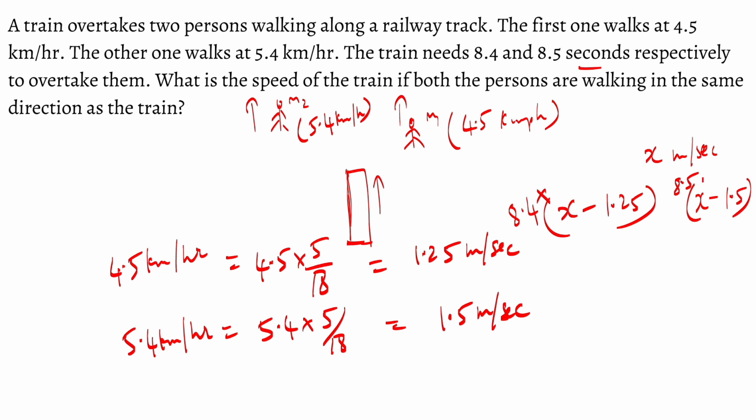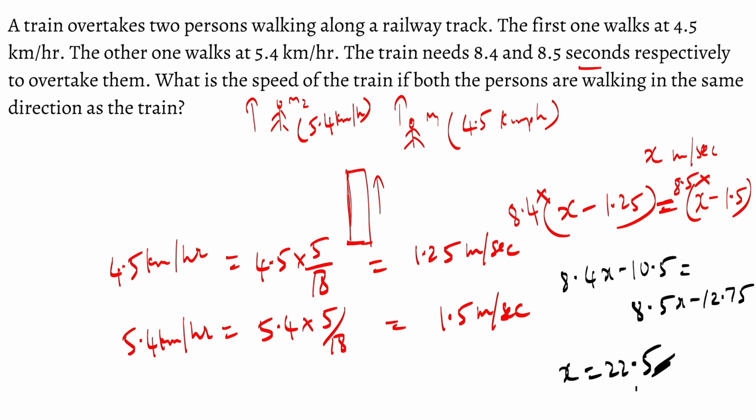Now if we multiply these two values, 8.4 into x minus 1.25 and 8.5 into x minus 1.5, then we will get the distance, right? Speed into time, so we will get the distance in both the cases. So let's multiply and equate them so that we'll get the value of x. So 8.4x minus 10.5 will be equal to 8.5x minus 12.75. So calculate this and we'll get x as 22.5.